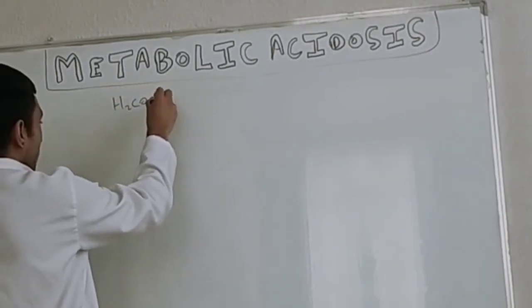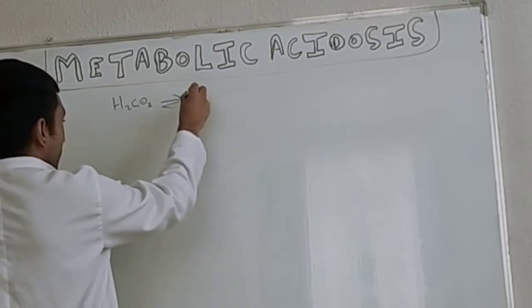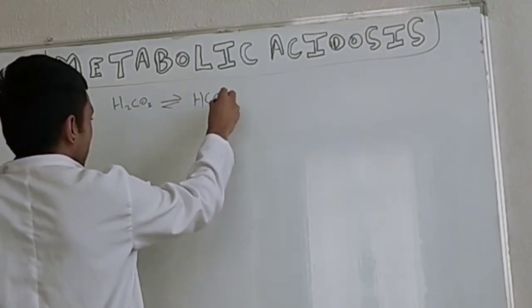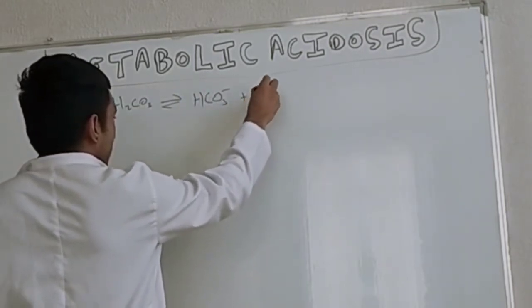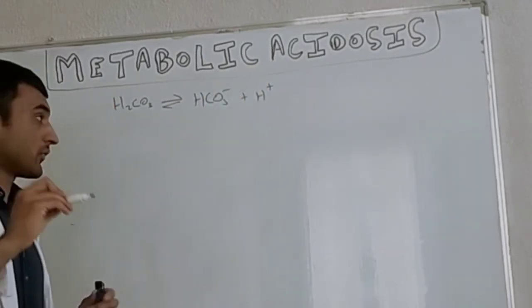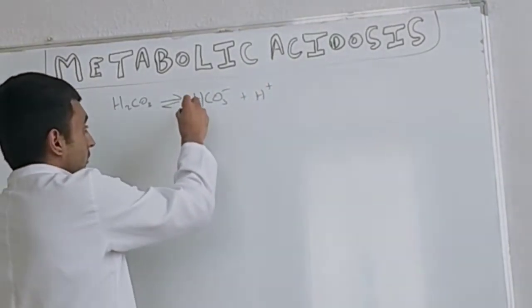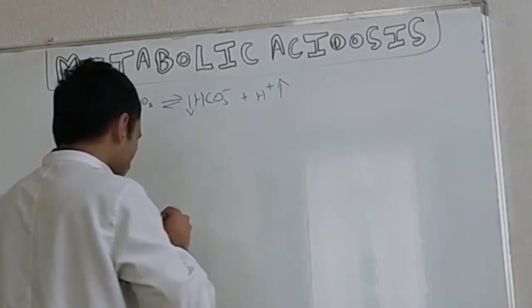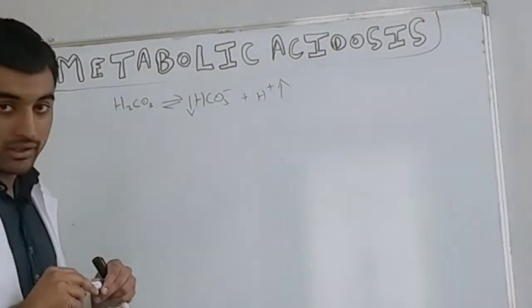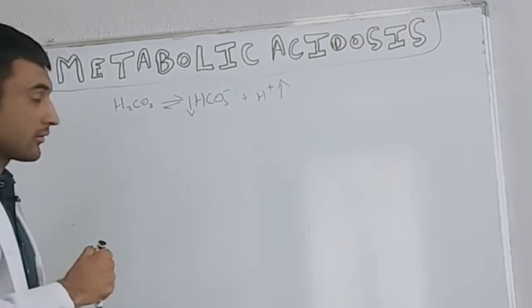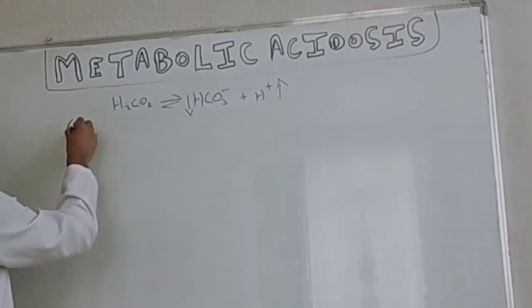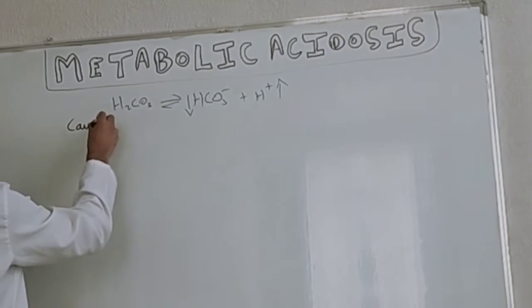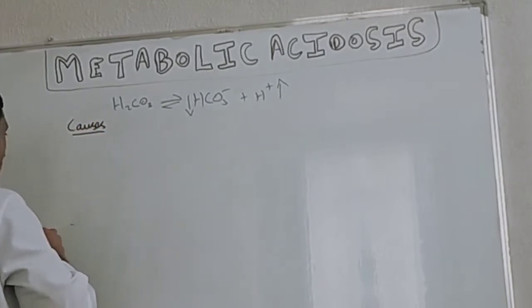H2CO3 dissociates into HCO3 plus hydrogen ions. So what happens in metabolic acidosis? The concentration of the bicarbonate ions decreases and the concentration of the hydrogen ions increases. How this process occurs, we will go into complete detail. Talking about the causes, what are the causes?